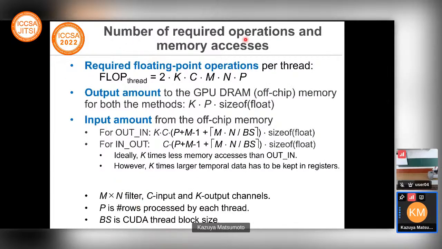And this is the number of required operations and memory accesses of the two methods. The required floating point operations and the output amount to the GPU DRAM memory are the same for both methods, but the input amount is different between the two methods. In the ideal case, the in-out method requires k times fewer memory accesses than the out-in method, but the in-out method requires k times larger temporal data to be kept in registers.